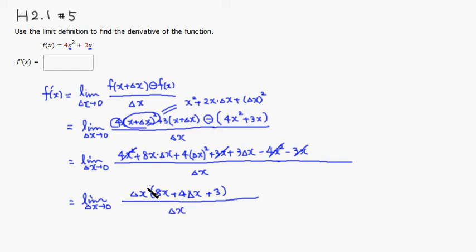Common factor on top and bottom, so delta x and delta x cancel out. Then we can send delta x to 0. You can see that delta x approaches 0. So 4 times delta x approaches 0, so it goes away. What's left is 8x plus 3. So f prime of x is 8x plus 3. All right, that's it. I hope that this was clear.